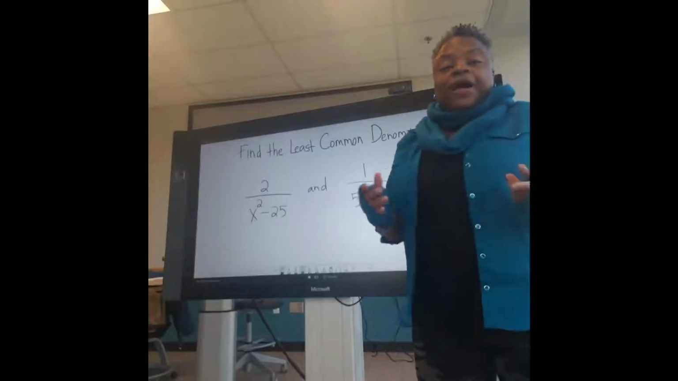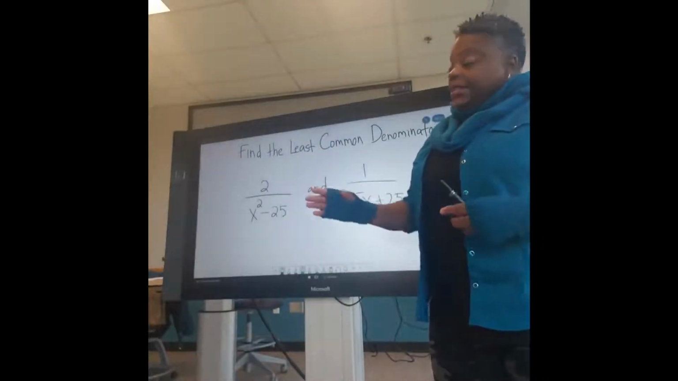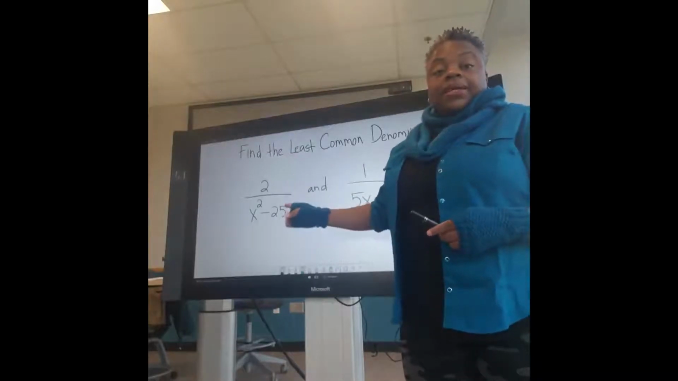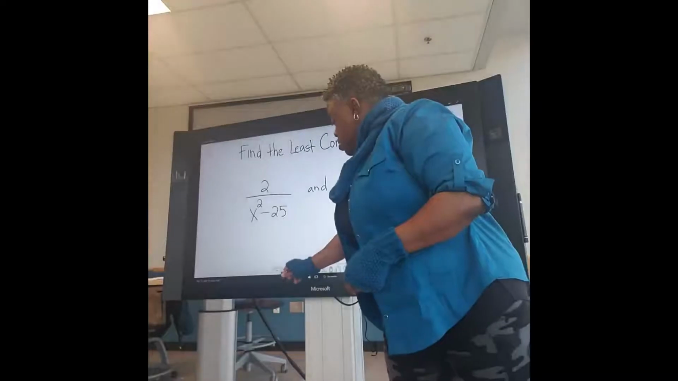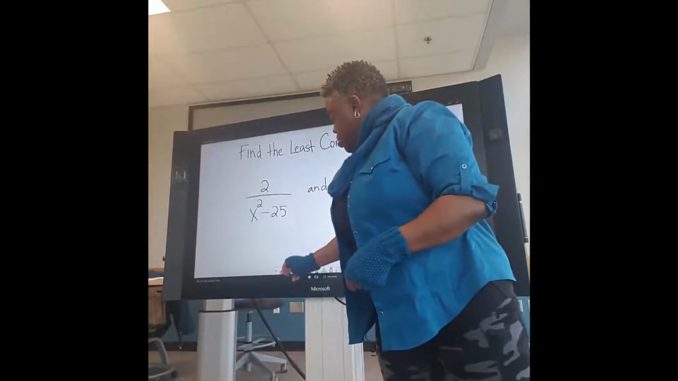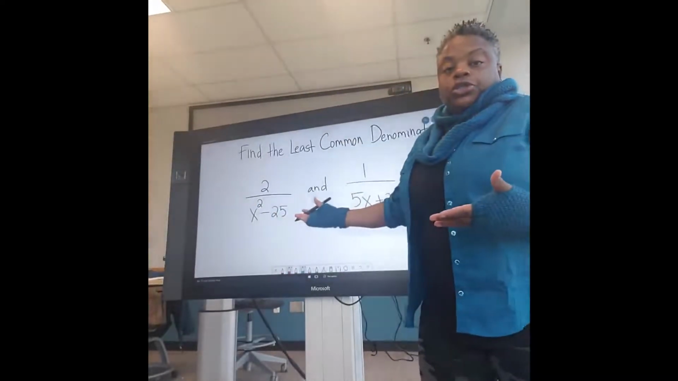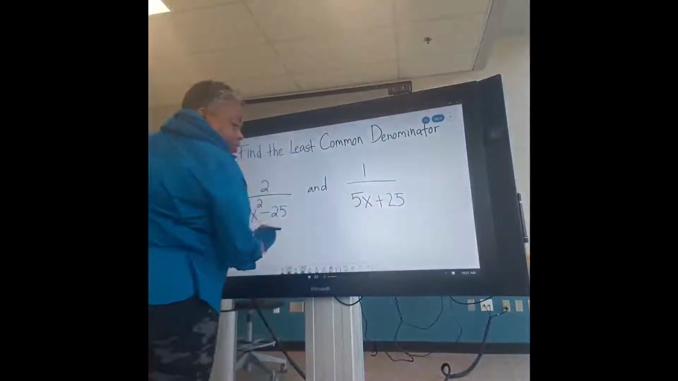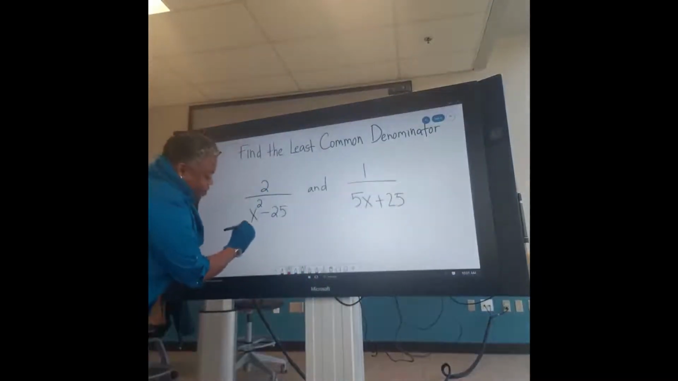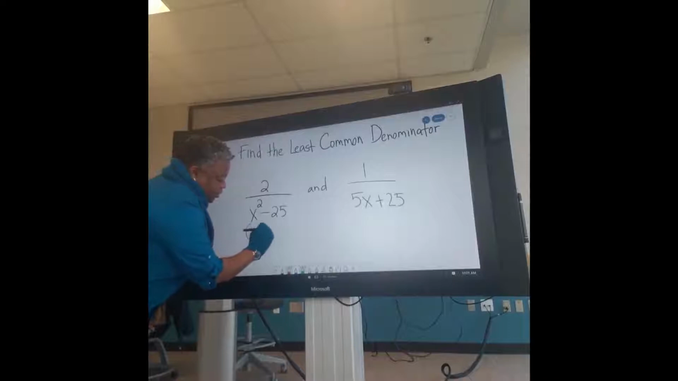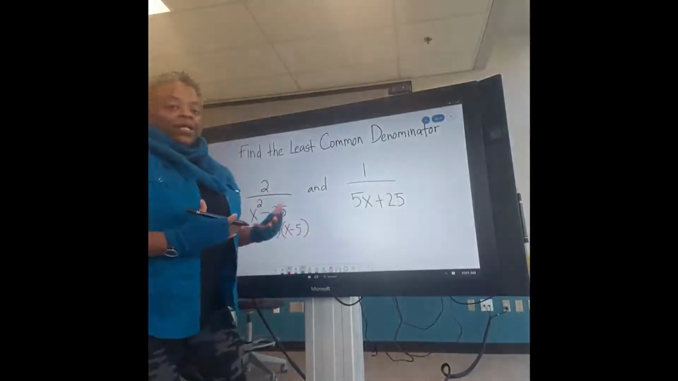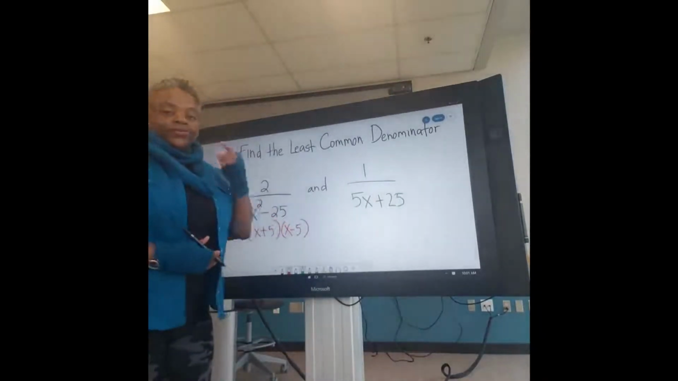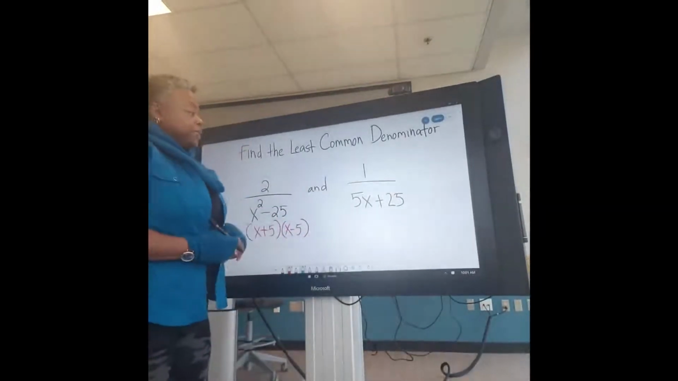So before I can find my common denominators, I need to make sure that each denominator is in factor form. So I will have to factor first. So the first one is the difference of two squares. So here I have x plus 5, x minus 5. And it doesn't matter if you write the minus or the plus first. It still works out to be the same.